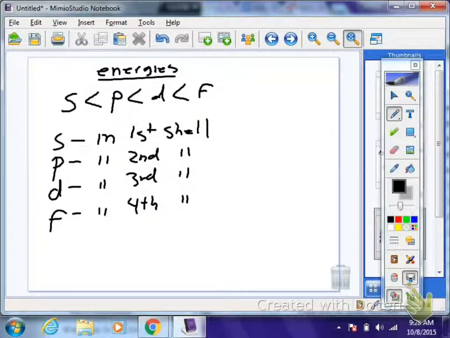The S is also in all of them. So the S will be in the second, the S will be in the third, the S will be in the fourth. It's in all of them. So what would P be in the alpha? Yep. And the P is in the second shell, but not in the first. So it starts in the second shell. And the D starts in the third shell. And the F starts in the fourth shell. And so on and so forth. Okay? We can put there, starts.